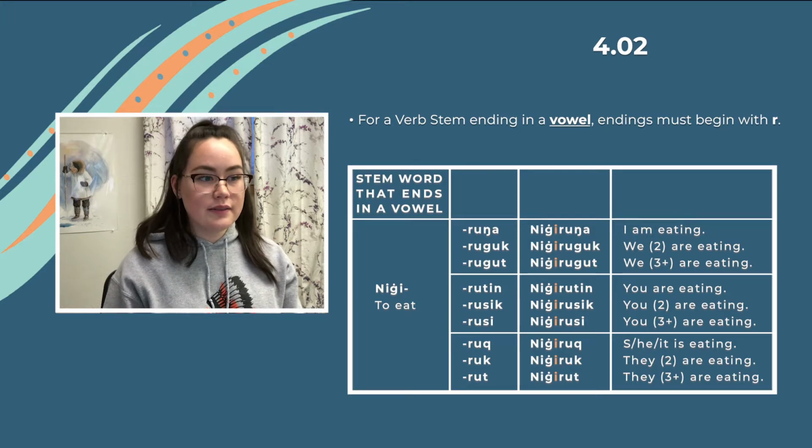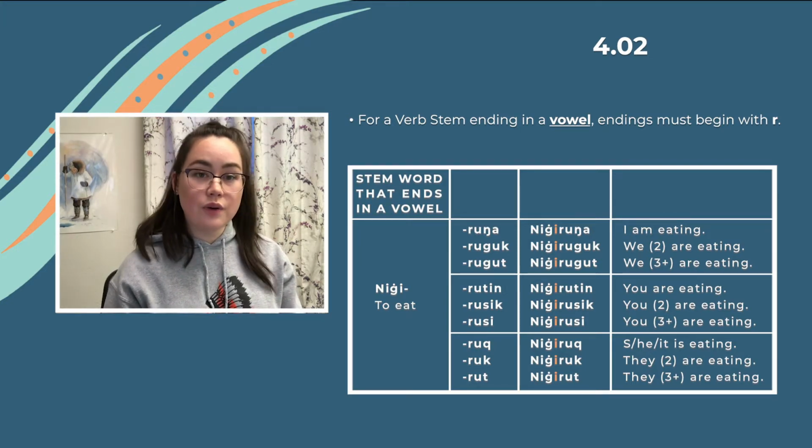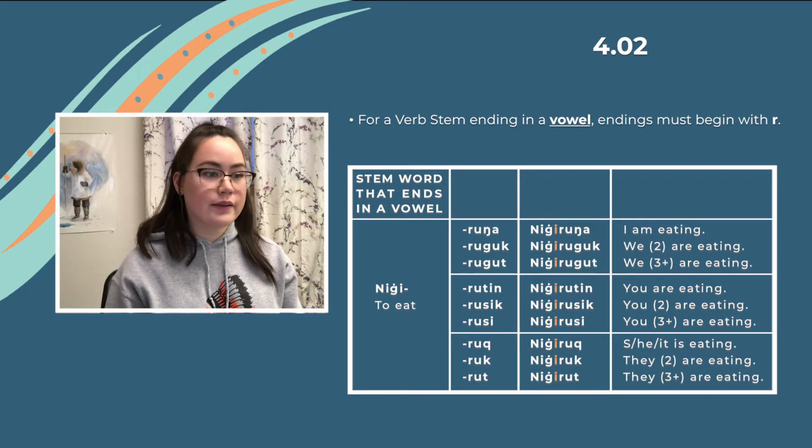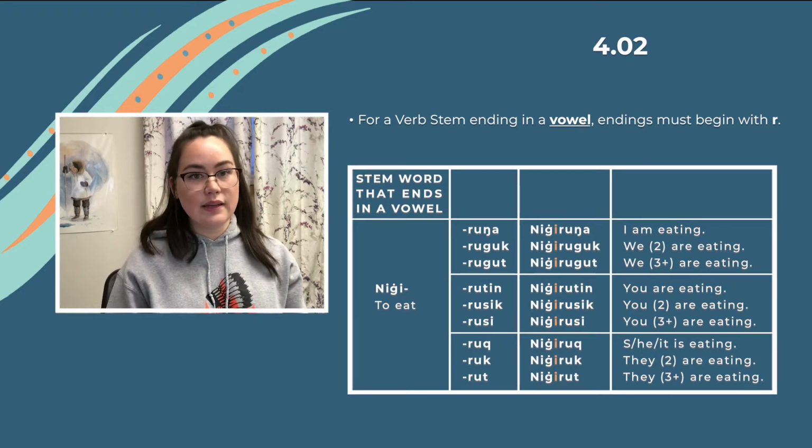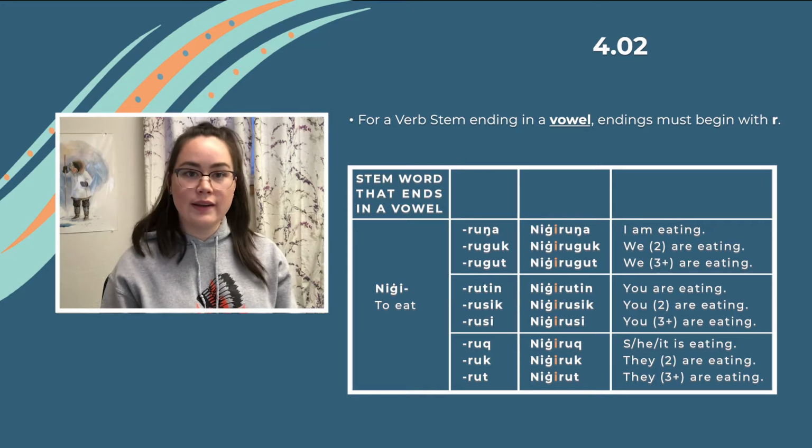Nere rutin, you are eating. Nere rusik, you two are eating. Nere rusi, you three or more are eating. Nere ruk, she, he, or it is eating. Nere ruk, they two are eating. And nere rut, they three or more are eating.